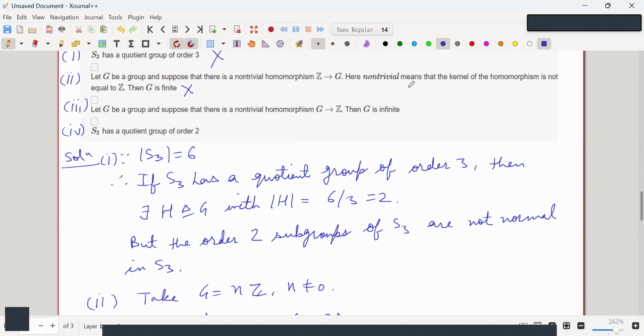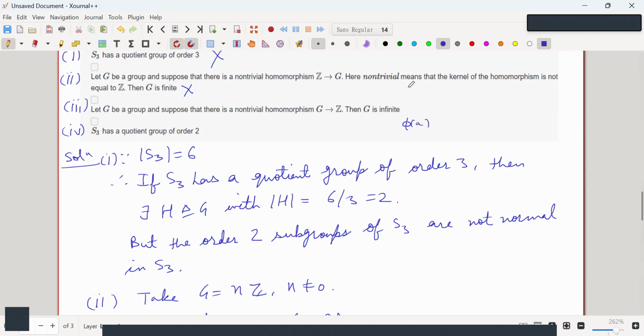For example, you just consider G to be 3Z and the inclusion map from G to Z, then 1 will not have any pre-image. Yeah, okay. So suppose phi of a equals some non-trivial element in Z. Suppose phi of a equals n.